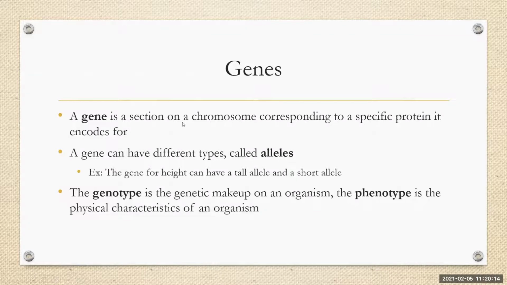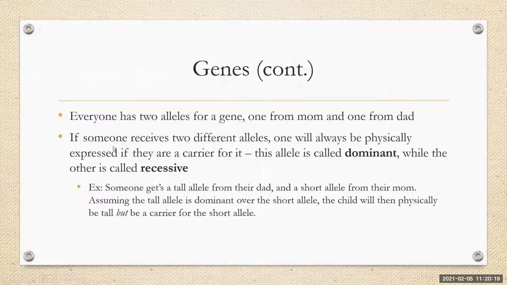Okay, so everyone has two alleles for a gene, one from your mom and one from your dad. If someone receives two different allele types, so let's say you get one allele for tall from your dad and one allele for short from your mom, one will always be physically expressed. This allele is called dominant. Assuming the tall allele is dominant over the short allele, if you get the tall allele, you will physically be tall, even though you could be a carrier for the short allele. So that allele is dominant over the other allele, which is recessive.